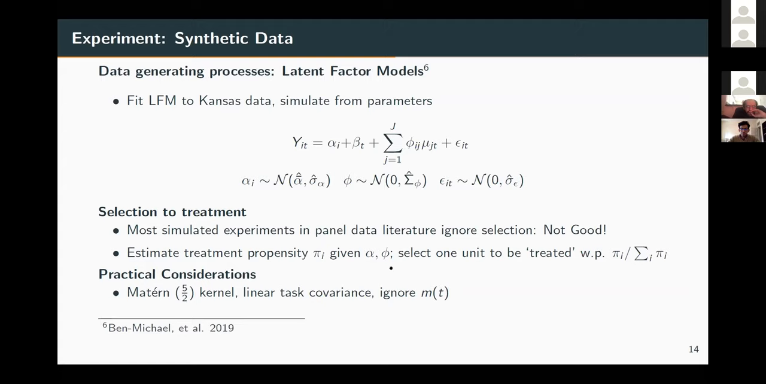Some practical considerations on the MTGP that we're fitting here. So we use a Matern kernel. Matern kernels are a twice differentiable kernel. So basically it allows you to smooth over time in comparison to what is a more well-known kernel, the RBF kernel. Matern is a little bit bumpier, and so it's more realistic in some sense. And then we assume a linear task covariance, and we ignore our intercept outcome model for the time being.